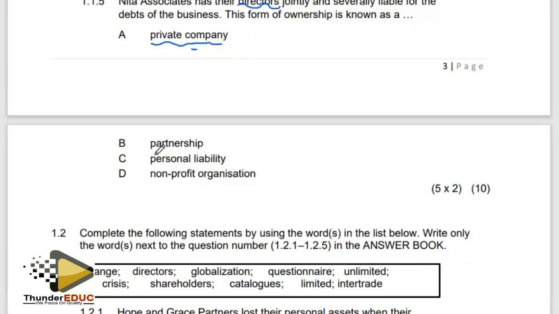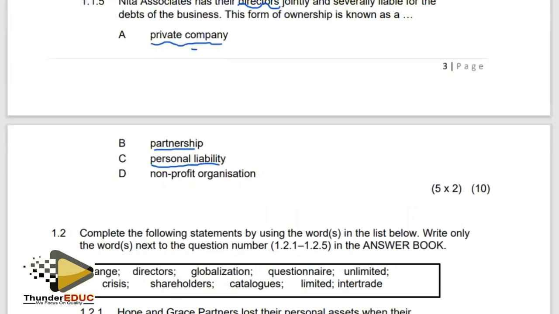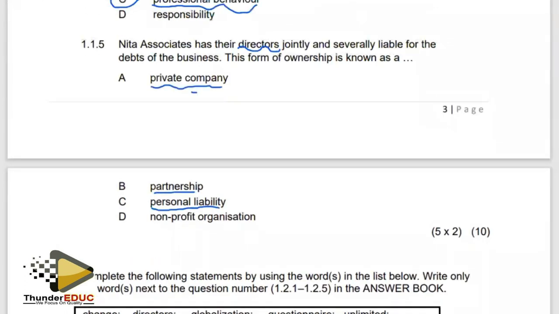Okay, let's look at partnership. Partnership doesn't use directors. It's the shareholders or partners who take part in the day-to-day running of the business. What about personal liability companies? Personal liability companies have the same characteristics as private companies.